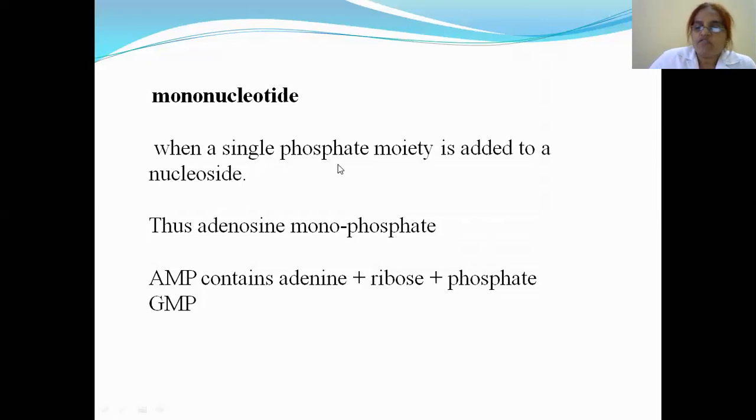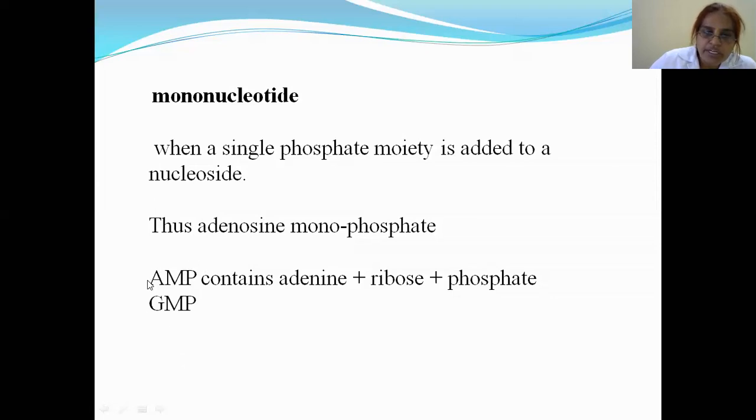When a single phosphate moiety is added to a nucleoside, meaning two molecules, here a base and a sugar, the result is known as a mononucleotide. Examples: AMP, GMP, CMP, TMP.